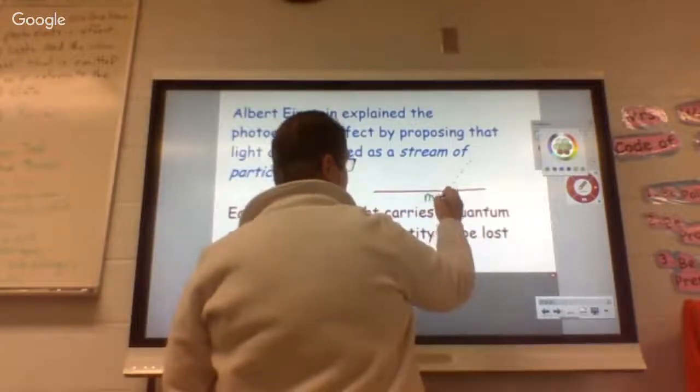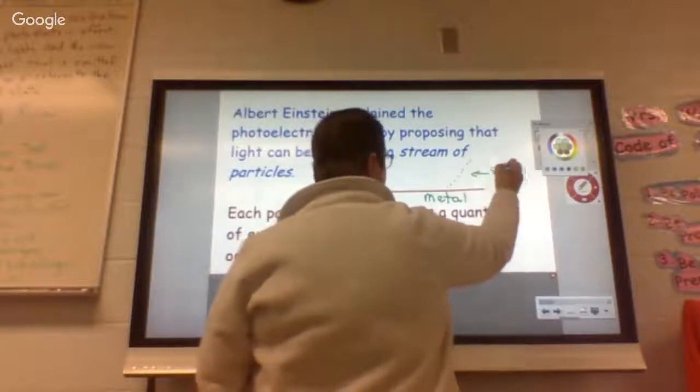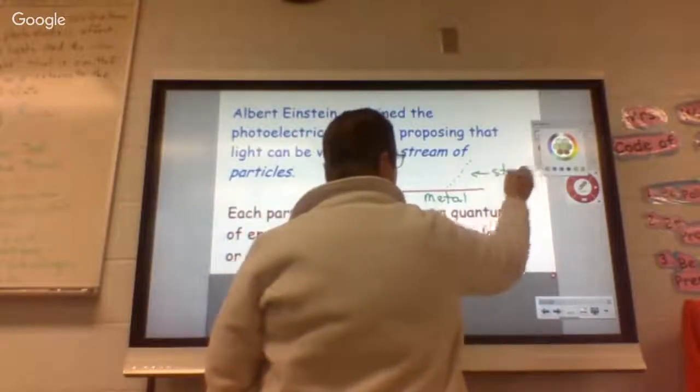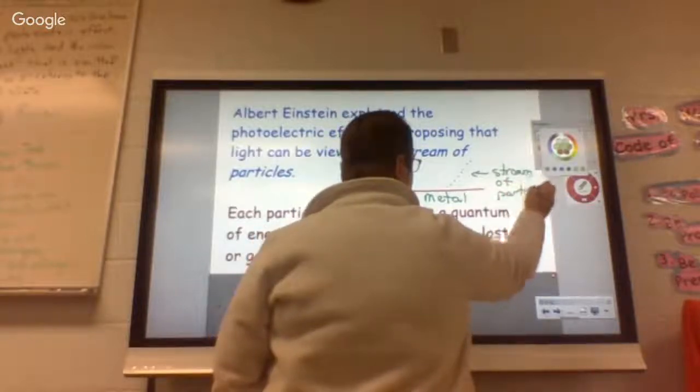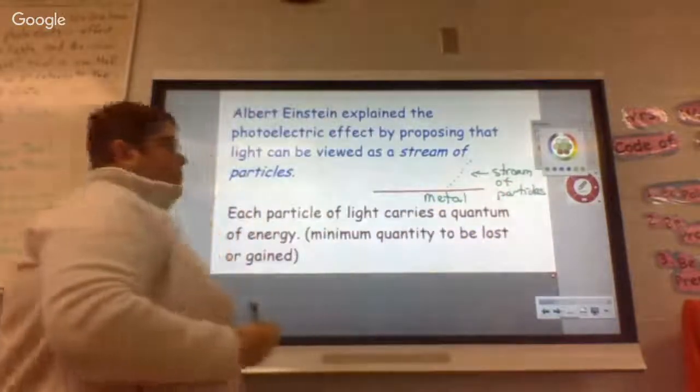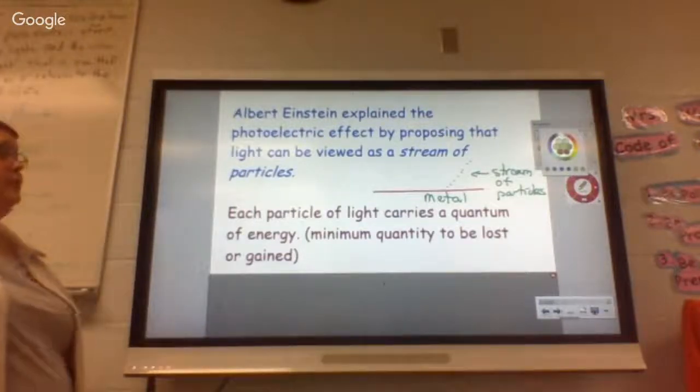All right, so here's your metal. There's your stream of particles. My artistic ability is not very good, but it will suffice.